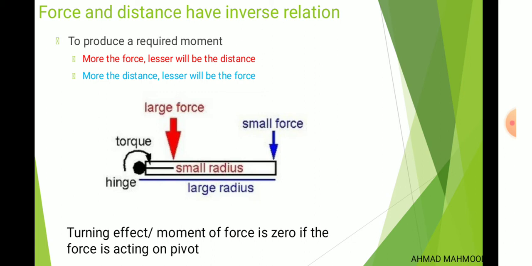And the last thing is that the movement or the turning effect will be zero if we apply the force at the pivot. You can experiment it at your homes, that if you open the door from the pivot, the door will not rotate. There will be no turning effect if the force is applied at the pivot. The reason is that at the pivot the perpendicular distance is zero, right? As the perpendicular distance is zero, there is no movement, because movement is a product of force and perpendicular distance.